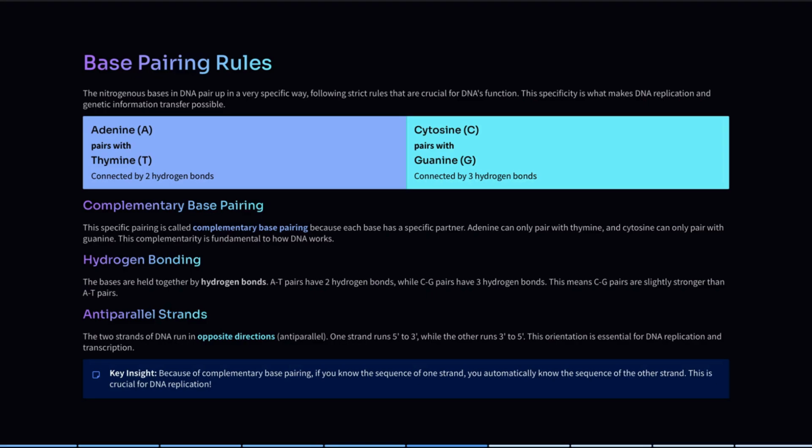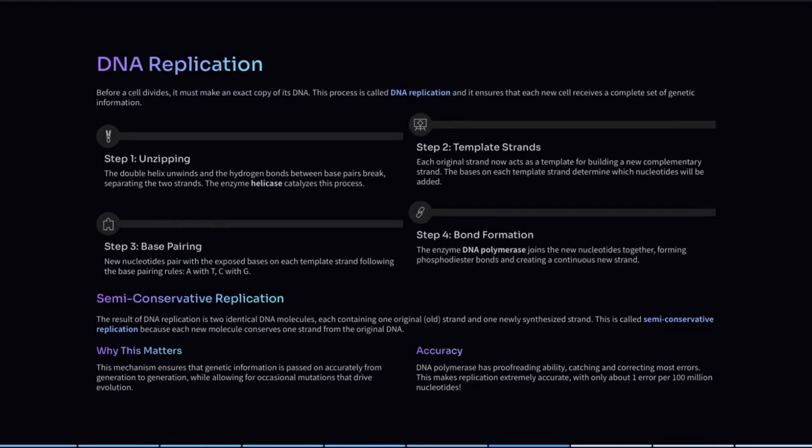Another important feature of DNA is that the two strands run in opposite directions. This is called antiparallel structure. One strand runs from 5' to 3', and the other runs from 3' to 5'. This arrangement is crucial for processes like DNA replication.